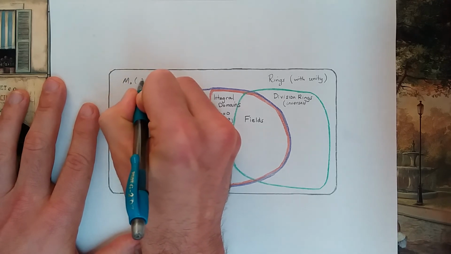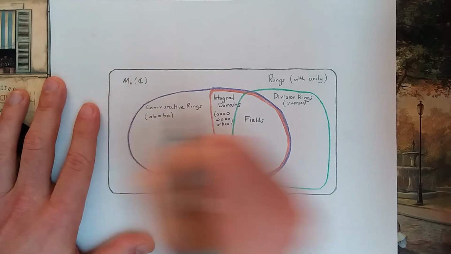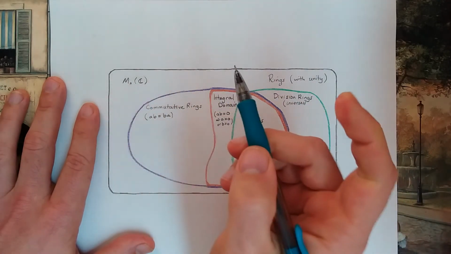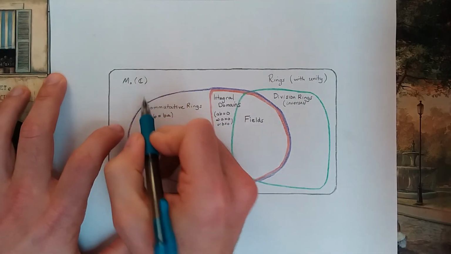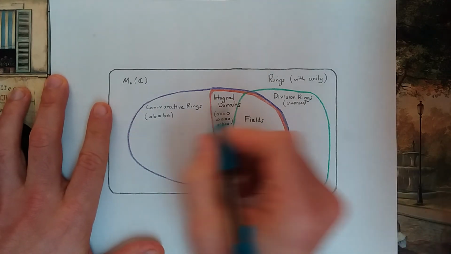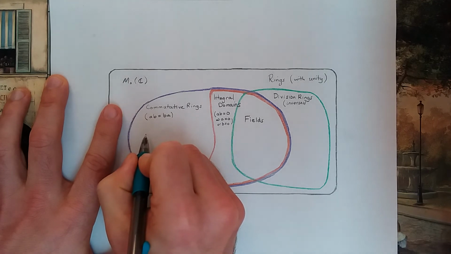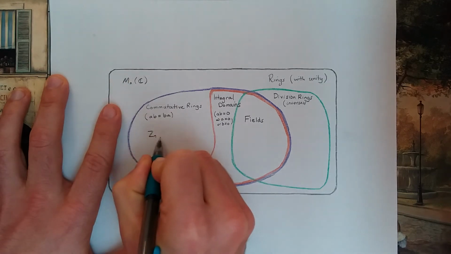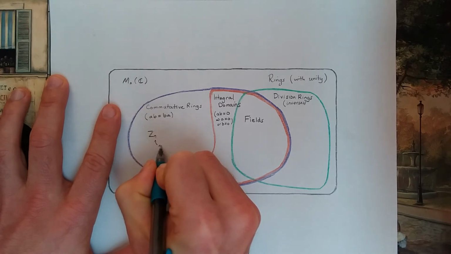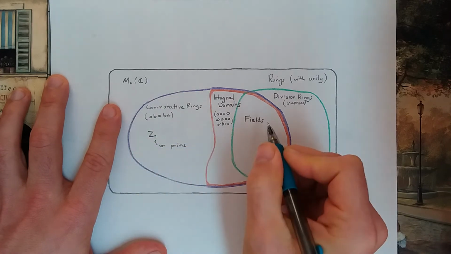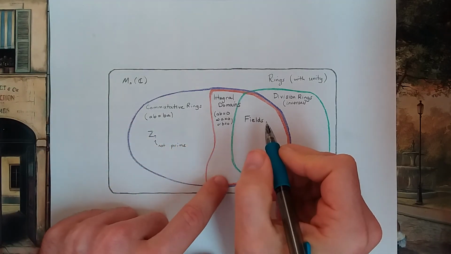Matrices, n by n matrices over the complex, that's a ring. It has an identity, multiplicative identity, but it's not commutative. It's not a division ring. Commutative rings, we've seen, are like Zn, where n is not prime. So that's a good example of a commutative ring that's not an integral domain.